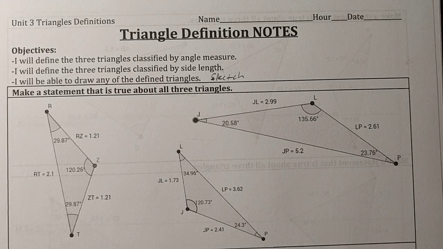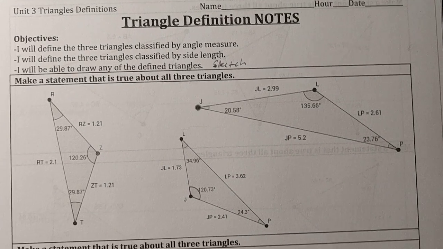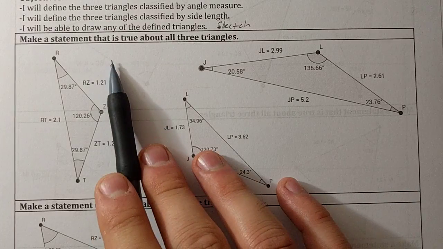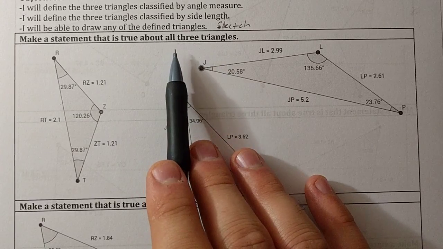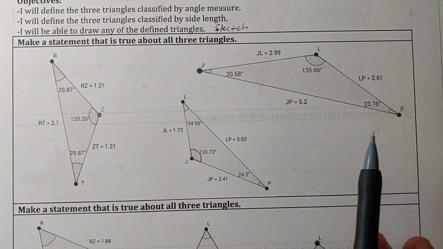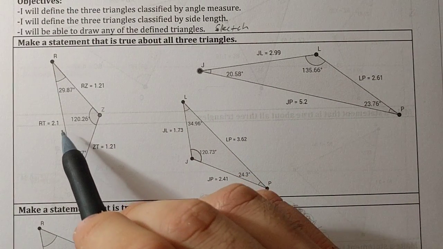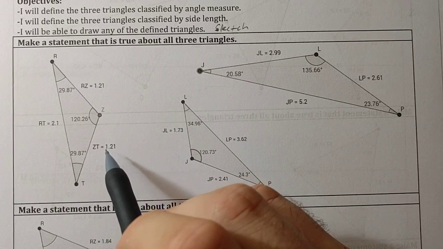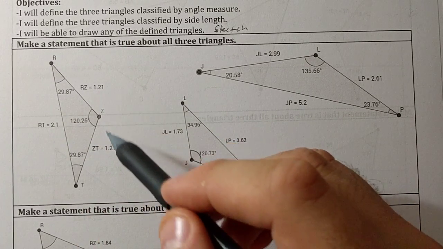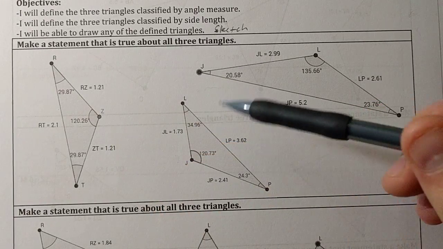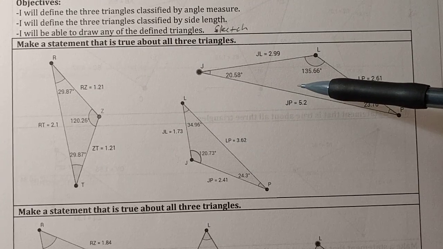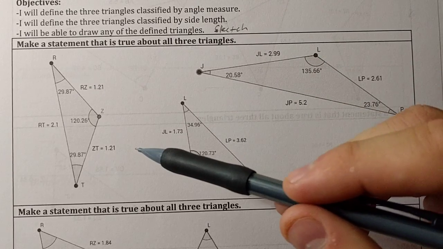We're going to start with the exercise in the front of the notes. They're going to give you a box full of three triangles, and you have to make a statement that is true about all three triangles, not just one or two. Looking at this first box, the first triangle has two side lengths that are 1.21 and one side length 2.1. So you might say these two side lengths are congruent. Let's see if that pattern continues throughout. If you look at the second triangle, however, you have three different side lengths, and the same with the third as well. So that pattern does not actually exist.